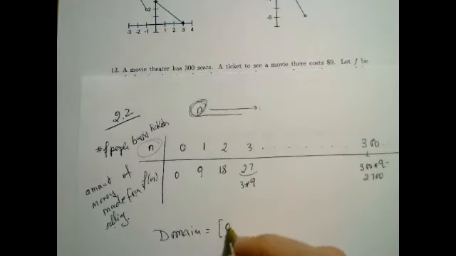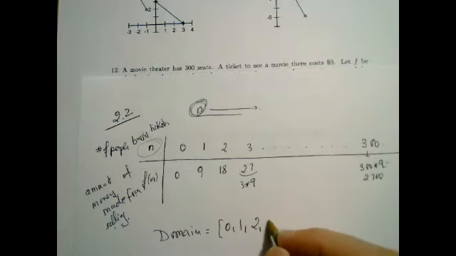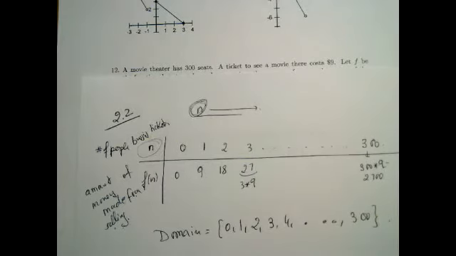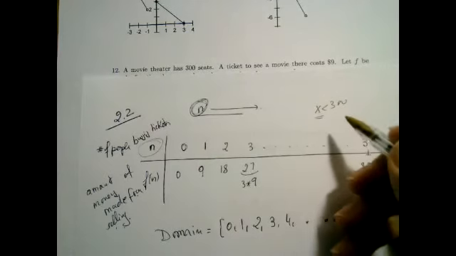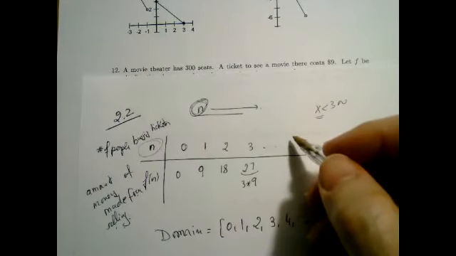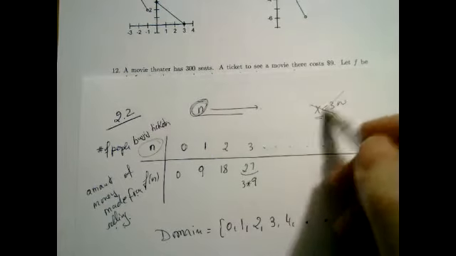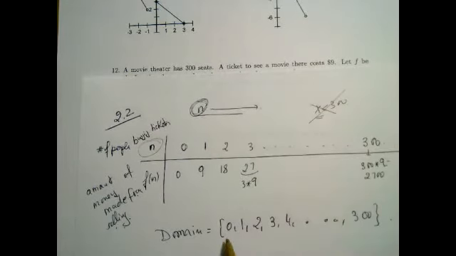0, 1, 2, 3, 4, etc. up to 300. This is the domain. I would not say, in this problem, that the domain is x less than 300. It's confusing because when you say x less than 300, you allow x to take the value 2.5. In this particular problem, x cannot take the value 2.5 because 2.5 cannot be a person. So that's why this time I wrote it as a list, 0, 1, 2, 3, up to 300, because 2.5 is not allowed. However, it was allowed previously.